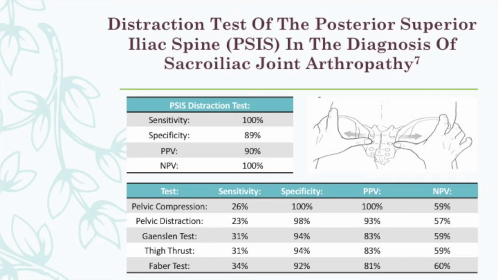Seeing these results can intrigue a therapist or a future therapist, seeing how usually specificity or sensitivity is high and the other one is lower. However, in this case, they're both relatively high, which encourages future research to determine if this is a possible test that could be added to rule in and rule out SI joint dysfunction.